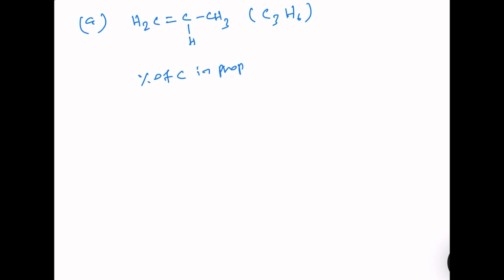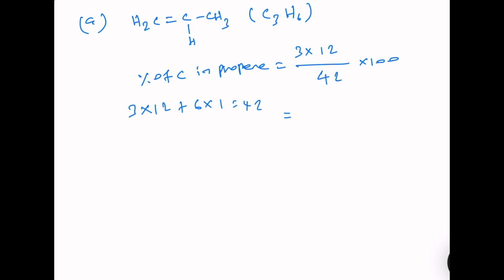Now, let us check the options. First, we have propene. So, H2C double bond CH3. This is propene. Here we have 3 carbon atoms and 6 hydrogen atoms. So, percentage of carbon in propene is equal to mass of carbon, 3 times 12, divided by molar mass of propene. So, molar mass of propene is 3 times 12 plus 6 times 1, that will be 42.